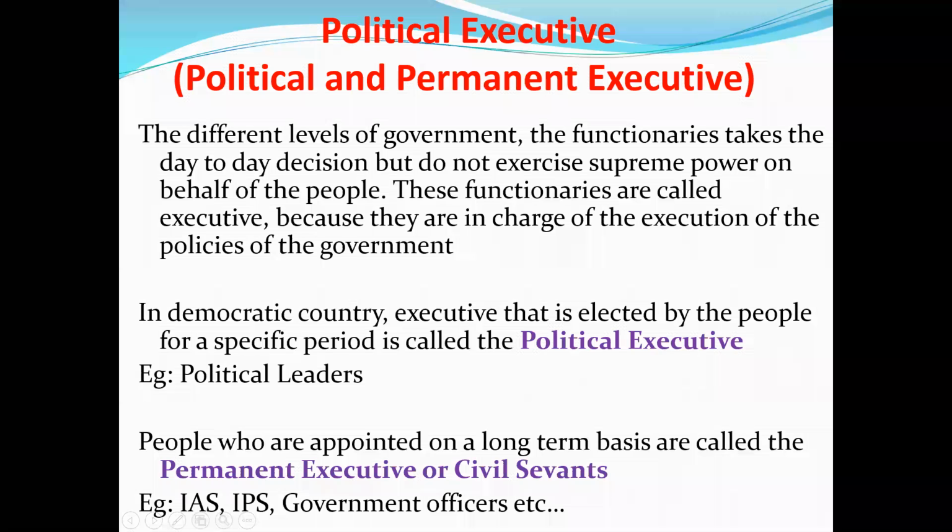Good morning, everyone. Dear student, today we discuss the political executive. In our country, there are two types of executive: political and permanent. Dear student, in the last lecture, we also discussed the role of Parliament in decision making.